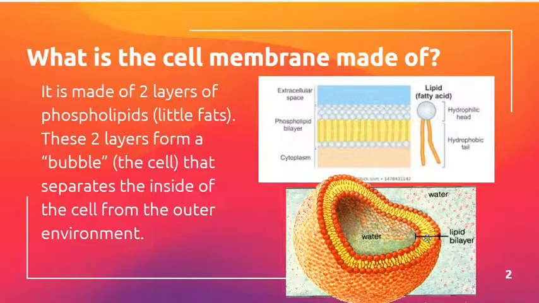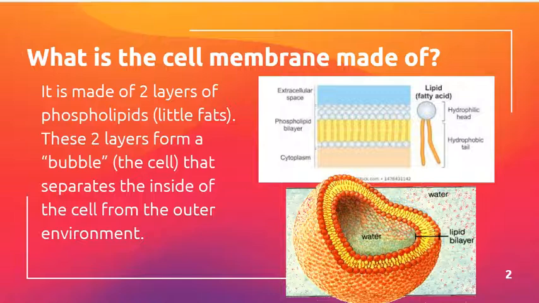All right. And so this is a phospholipid bilayer. Bi meaning two, phospholipids. So two layers of phospholipids. And this is going to be what separates our cell from its environment.